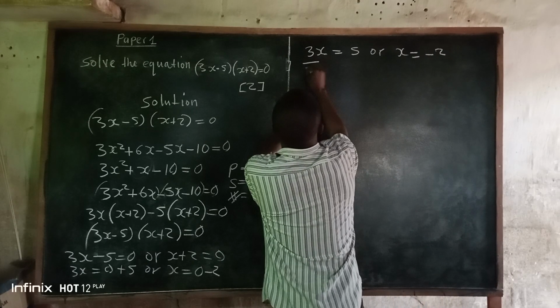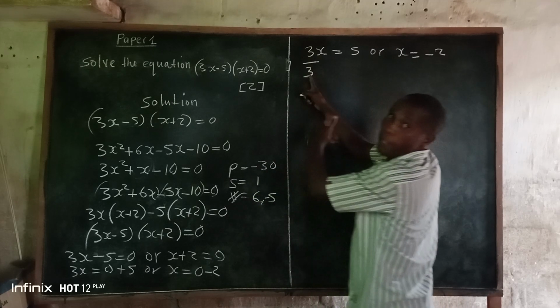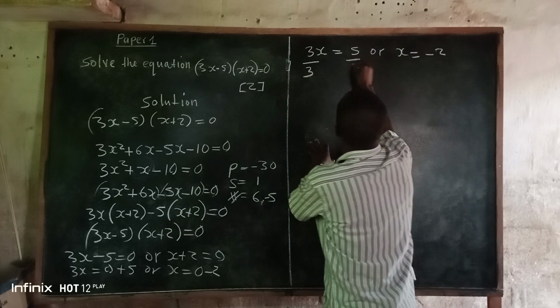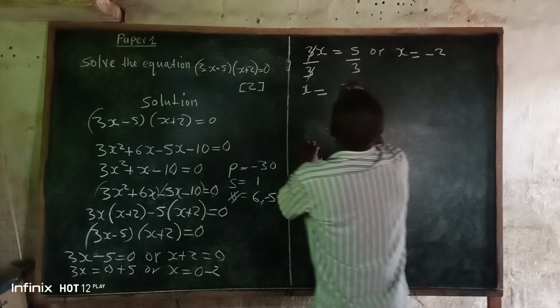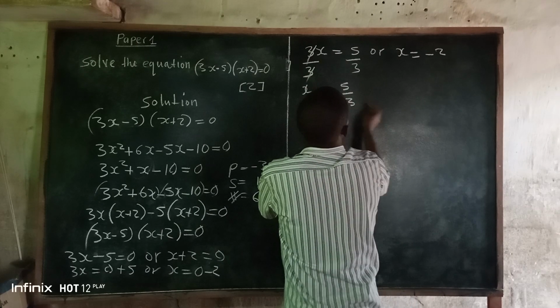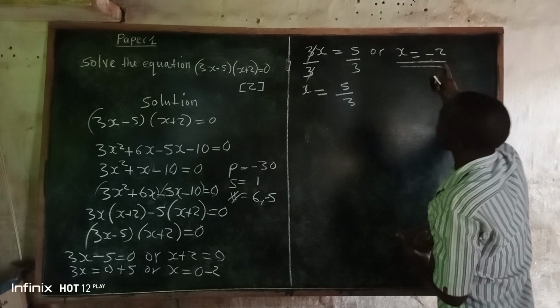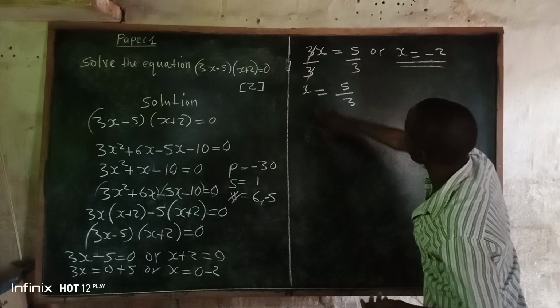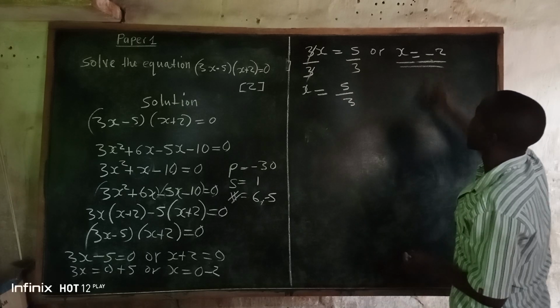Then here, we want to remain with x. So we are going to say divide by 3 both sides. Even here, 3. Then we cancel. So x is equal to 5 over 3. Then here we have x is equal to negative 2. So answers we have 2: x is equal to 5 over 3, or x is equal to negative 2.